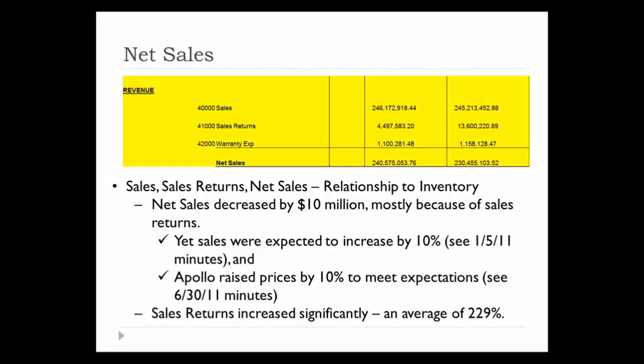All right, so then again, with sales returns, we see net sales decrease by 10 million, mostly because of these returns. Yet, given the board of director minutes we saw on 1/5/11, management was suggesting that sales would increase by 10%, right? They expected them to increase, rather. Also, as I pointed out earlier, Apollo raised those prices by 10% to meet expectations, and you're not seeing it because this is a huge number that's driving down net sales, right? Anytime you see something like this, 229%.